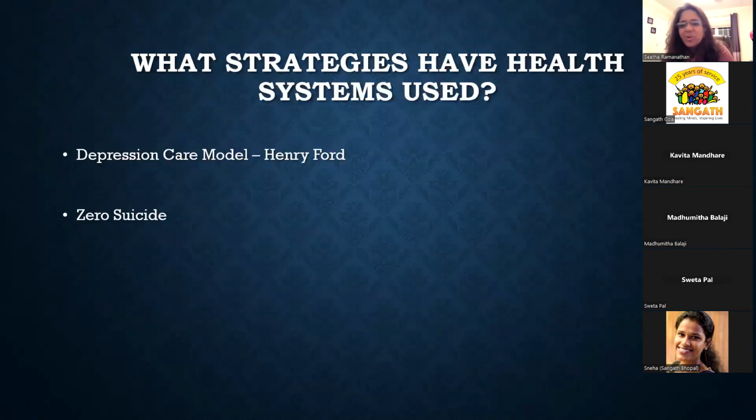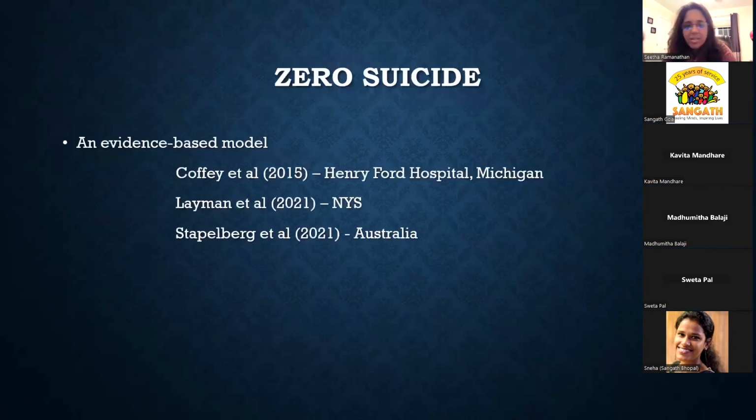So, all right. Now, what strategies have health systems used? I've only described two over here. One was the depression care model by Henry Ford. It actually evolved into what is called Zero Suicide. Zero Suicide is an evidence-based model, so we didn't have to create the evidence. We just took an evidence-based model. It's the same model that I described, started by Henry Ford Hospital. Ed Coffey was the one who started this at Henry Ford.